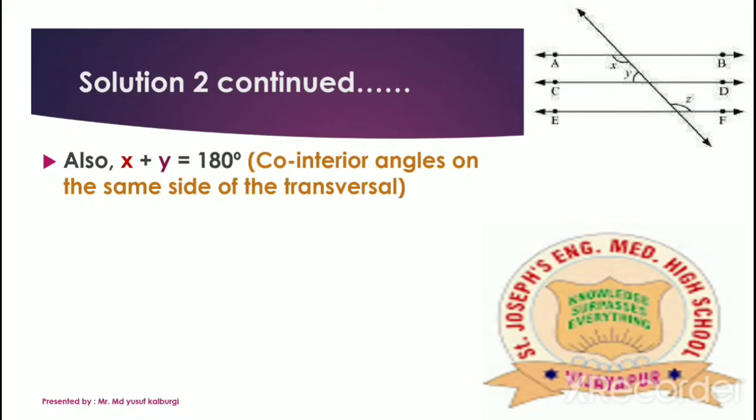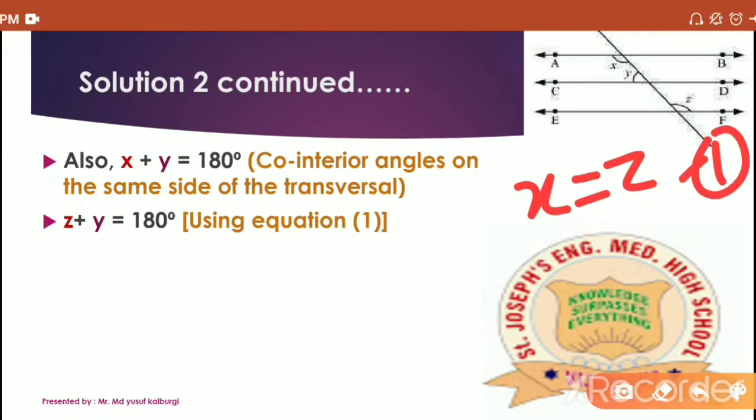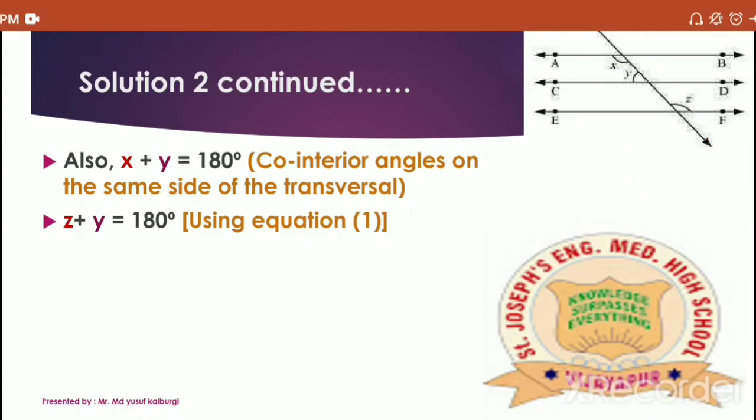So let us write, I will write that Z in place of X now. So what are we going to write? Z plus Y is equal to 180 degrees. In place of this X, I have put the value of Z. Why? Because in the first equation we have proved that X was equal to Z, because alternate angles are equal. So these two are alternate angles, therefore we have written that X equals Z. That Z we are placing in place of X now.